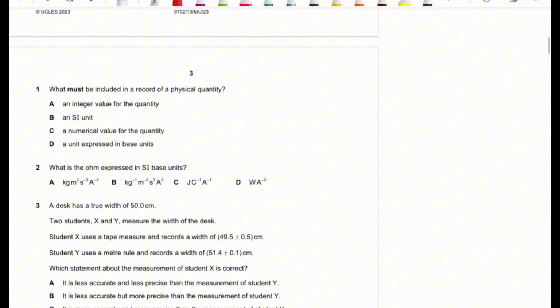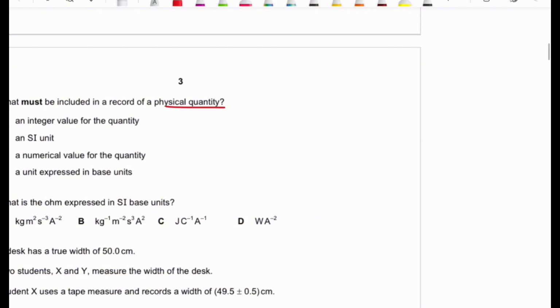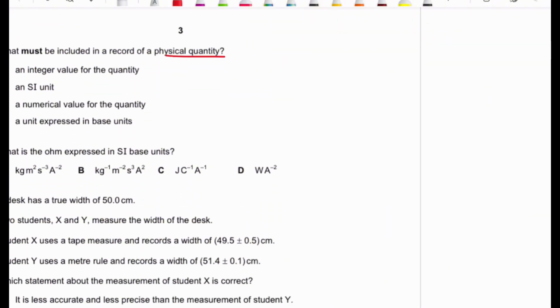Okay, so let's begin. The first question: what must be included in a record of a physical quantity? So the first thing that we need to understand is what exactly is a physical quantity. A physical quantity basically consists of two things. Number one, it consists of a numerical magnitude. And number two, it must consist of a unit.